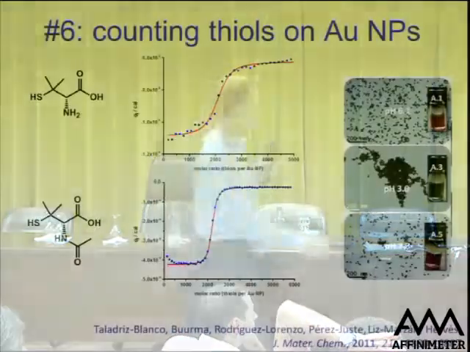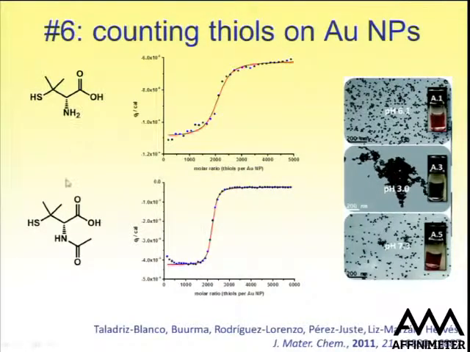Alternatively, if you want to count the number of thiols on a gold nanoparticle, you can titrate thiols like this straight into naked nanoparticles. Again, analyzing the data, you can count the number of thiol molecules on the nanoparticle, and in that way you can determine the surface coverage of your nanoparticle with thiols.